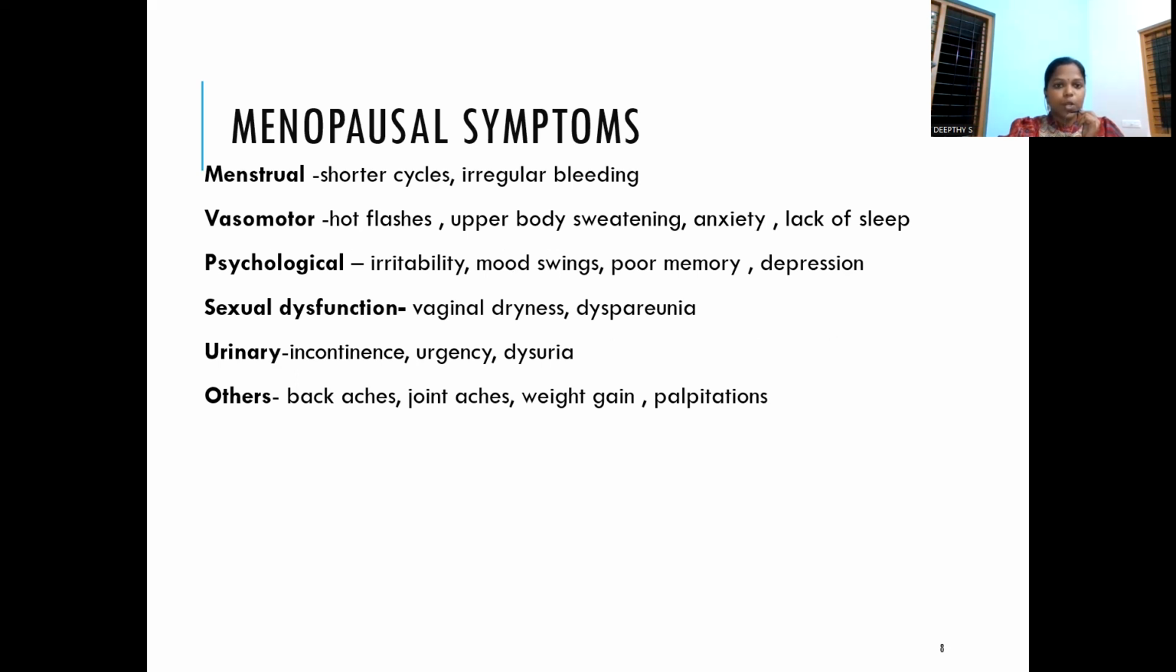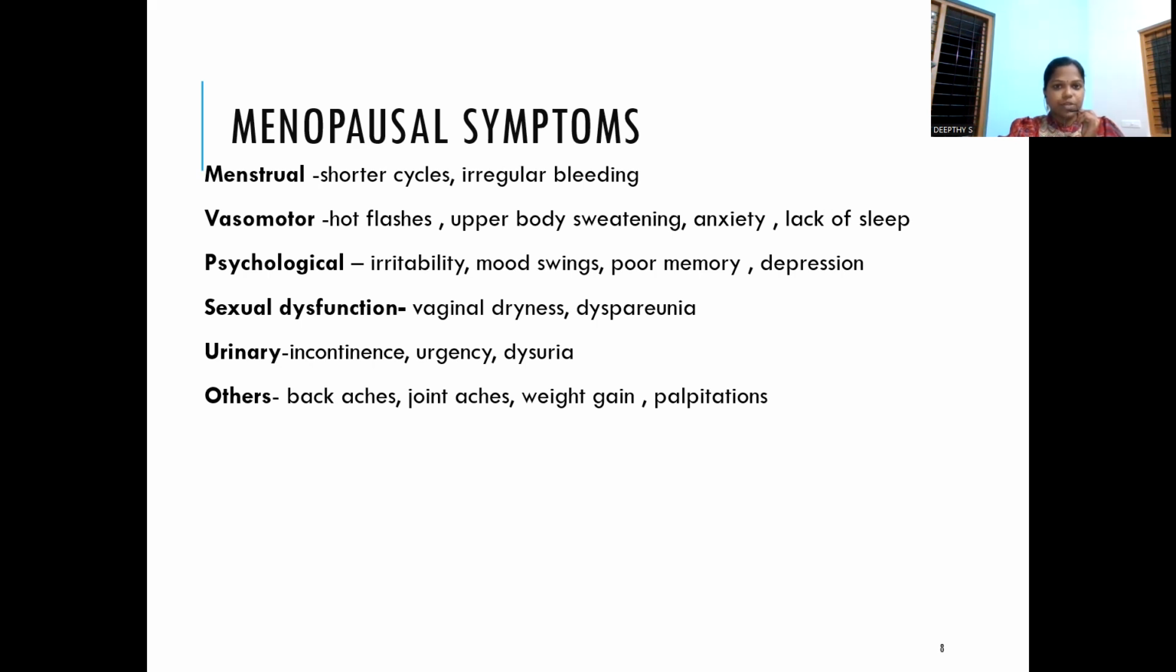Then coming to the menopausal symptoms. The symptoms that may be seen are menstrual symptoms, then vasomotor symptoms, psychological symptoms, sexual dysfunction, urinary symptoms, and other miscellaneous symptoms. These symptoms may be seen many years prior to the menopause and after menopause also. That is called perimenopause. That is, around the menopause age, we can see these symptoms.